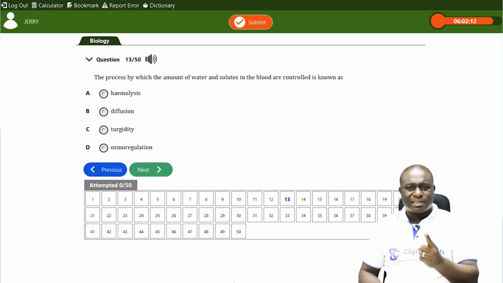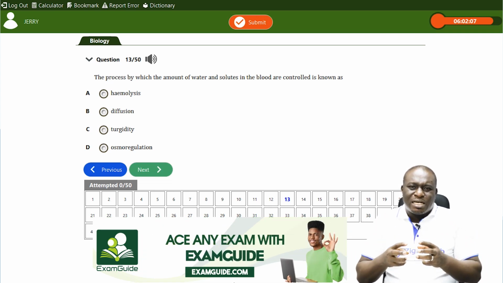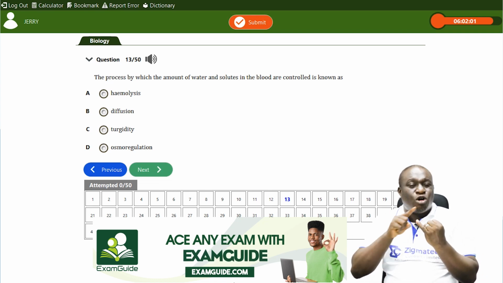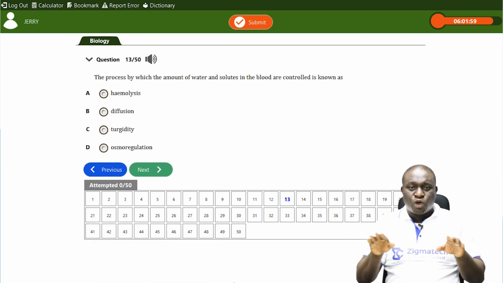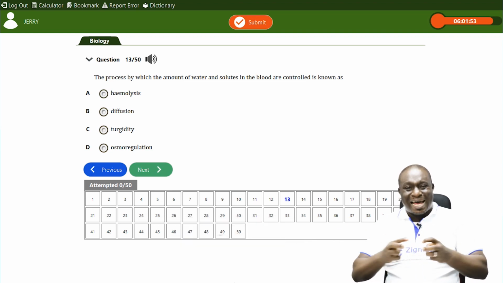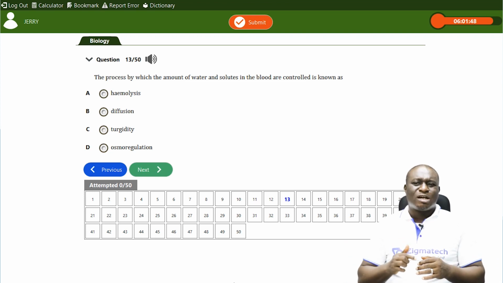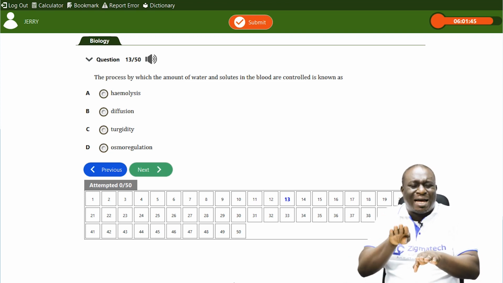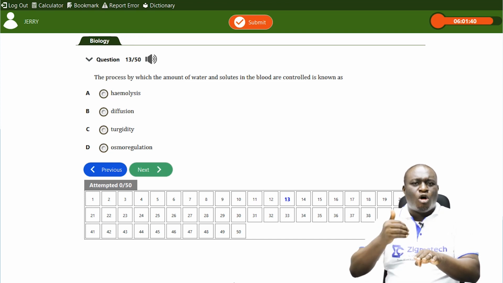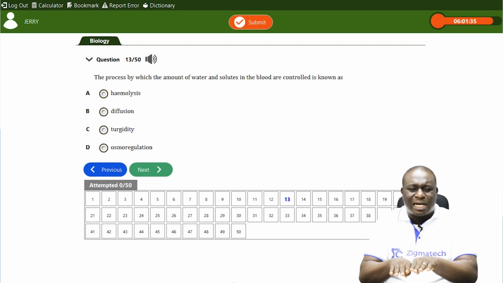And then A says hemolysis. Hemolysis is when water enters a cell and the cell begins to swell to the point that it passes the state of turgidity. It will then lyse, hence the name lysis. It will then lyse or split or burst. So that is hemolysis. But osmoregulation is maintaining a balance. Osmoregulation is an example or a type of homeostasis. It's maintaining a balance between salt and water in the body.